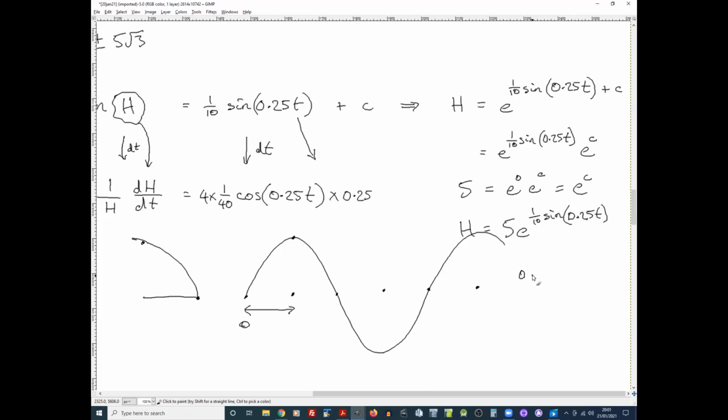The whole of it? Oh, no, just the power. The whole of the power? What is it that's reached 90? The sine, the 0.25t. Exactly. 0.25t equals 90. That is essentially what you're saying. So, yeah.